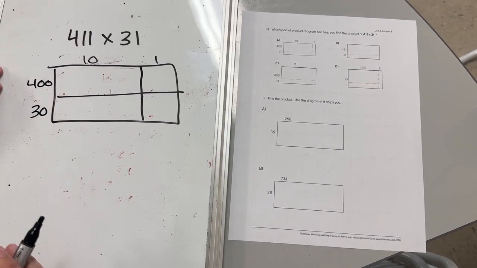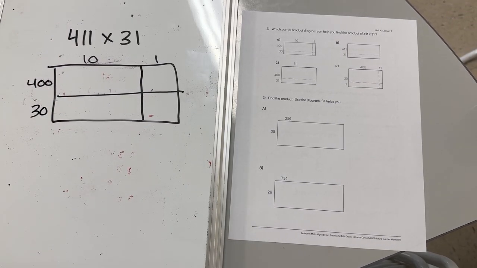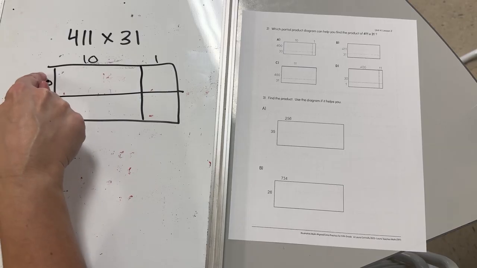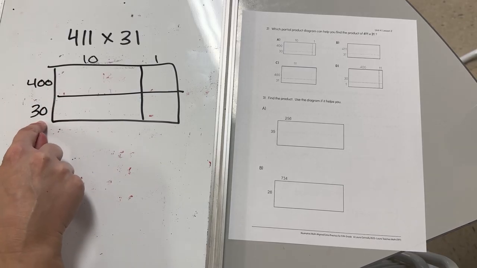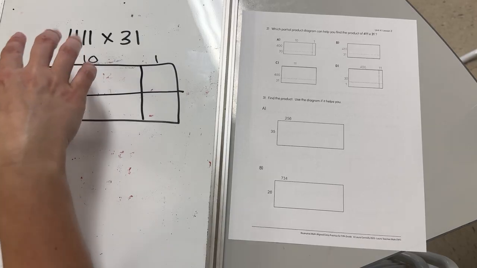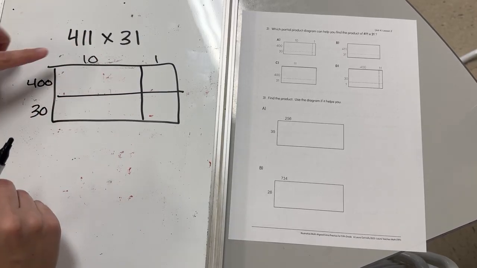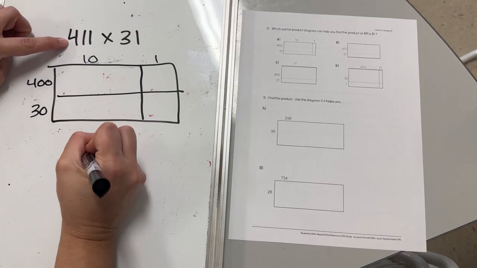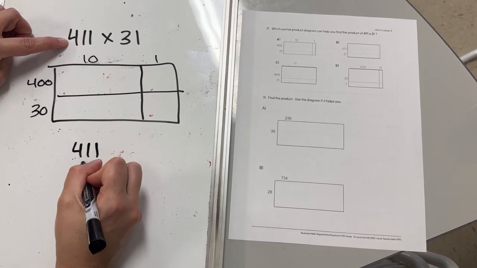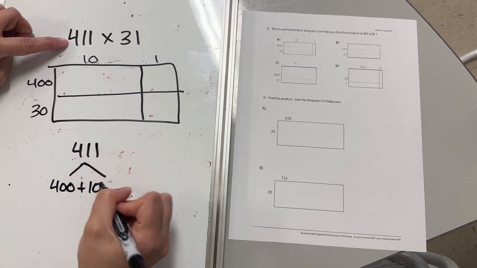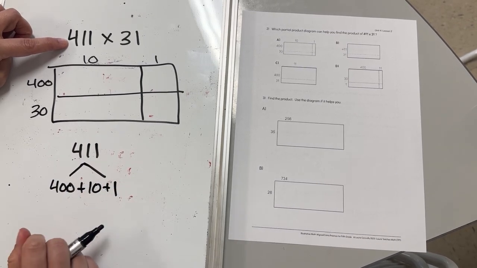430 on the side. Now, when I'm creating an area model, the numbers that are on the same side are the decomposed numbers that make up a bigger number. So for example, if I had the number 411, I know that it's going to decompose into 400, 10, and 1.